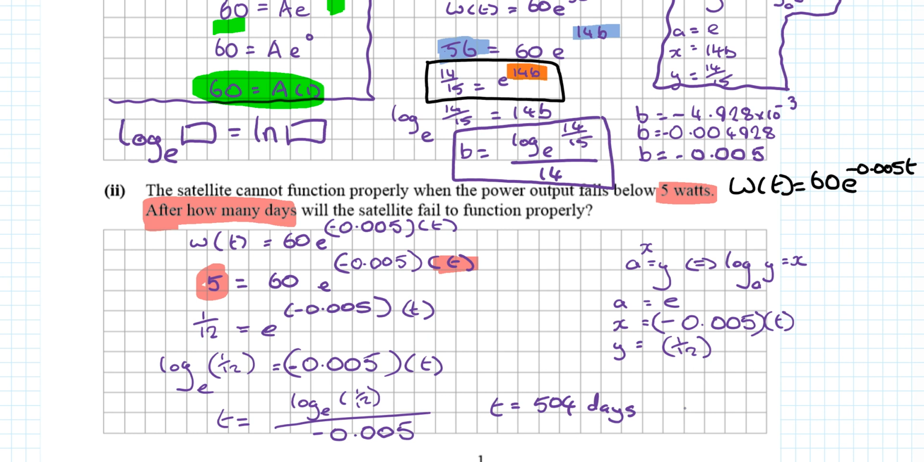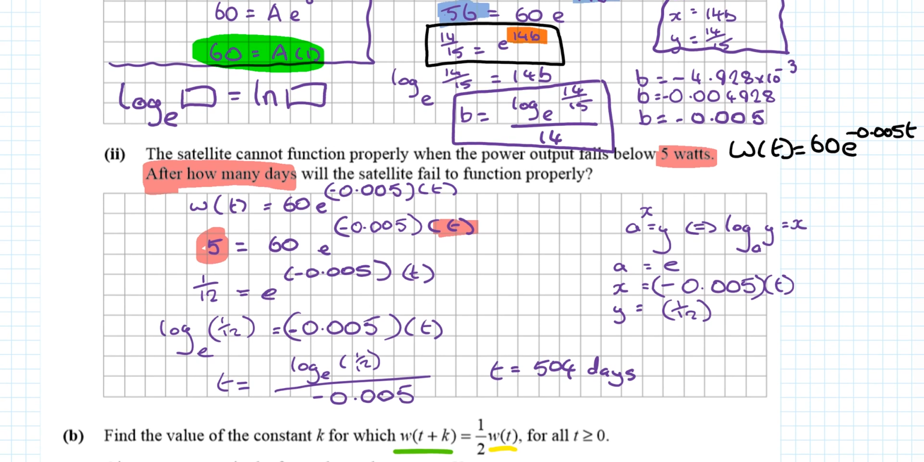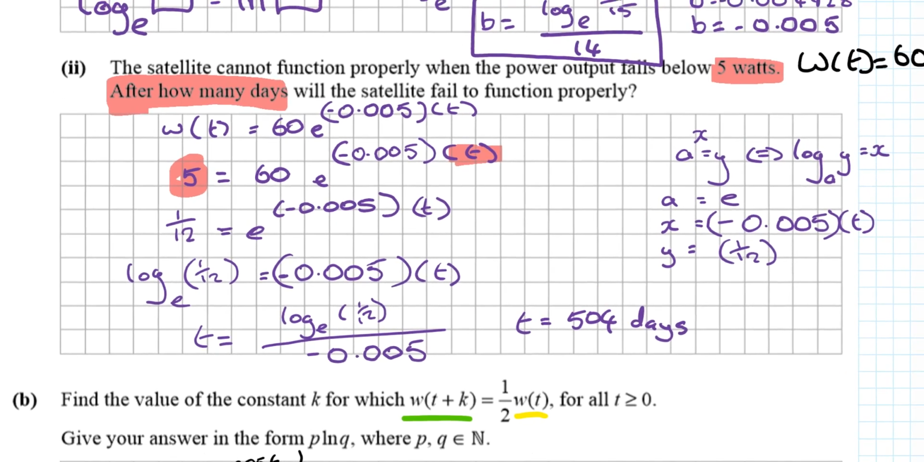So really, really nice. Now the next bit of the question, part B, is the bit that gives people a bit of hassle, but you're going to look at it and go, that's fierce easy. Okay, so be positive about this bit, please. Find the value of the constant k. So we're looking for k, and it's in a weird format at the end as well. It's saying w of t plus k.